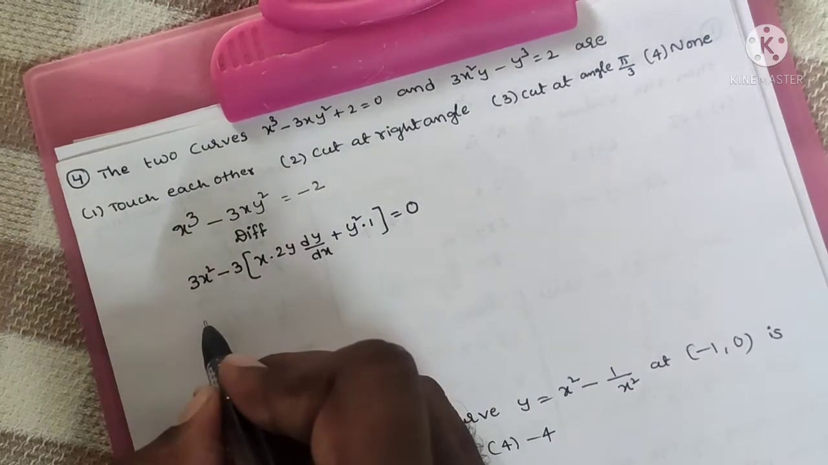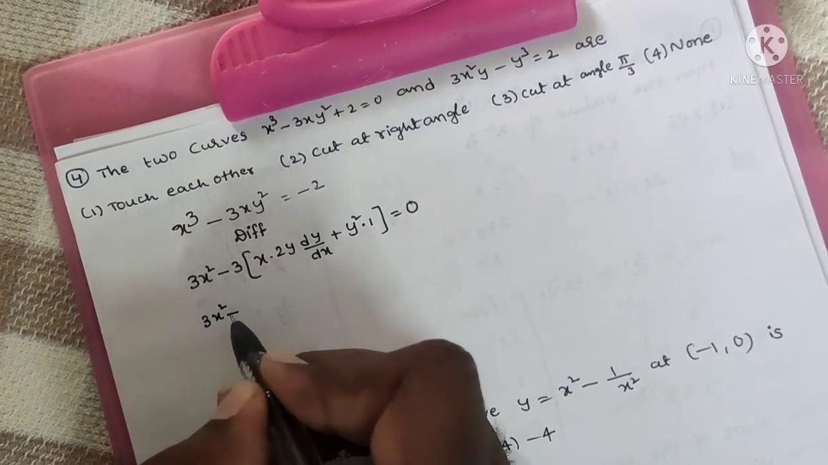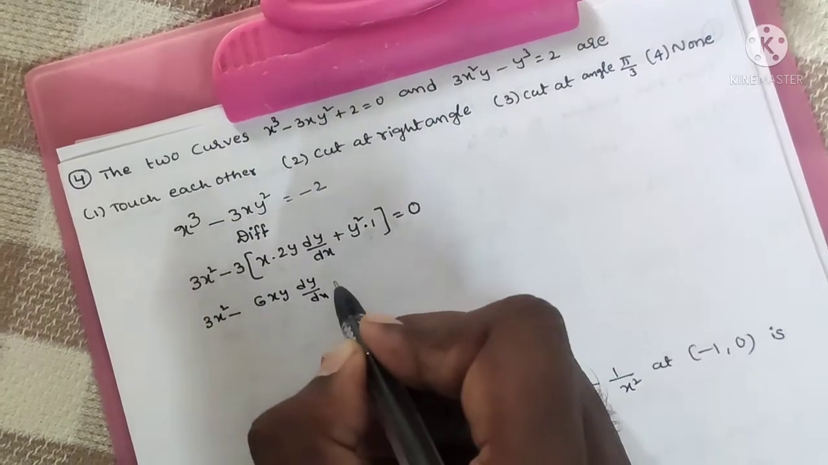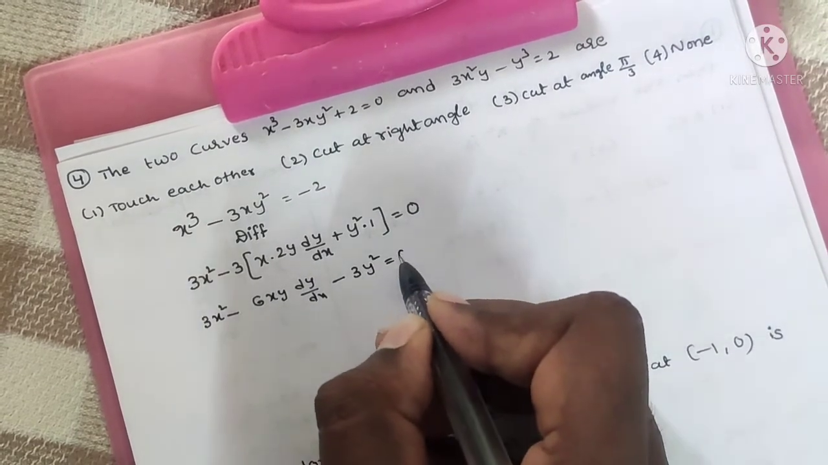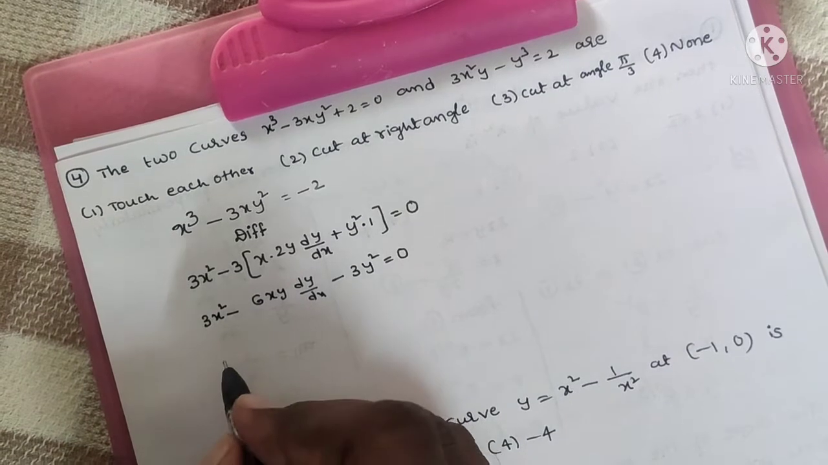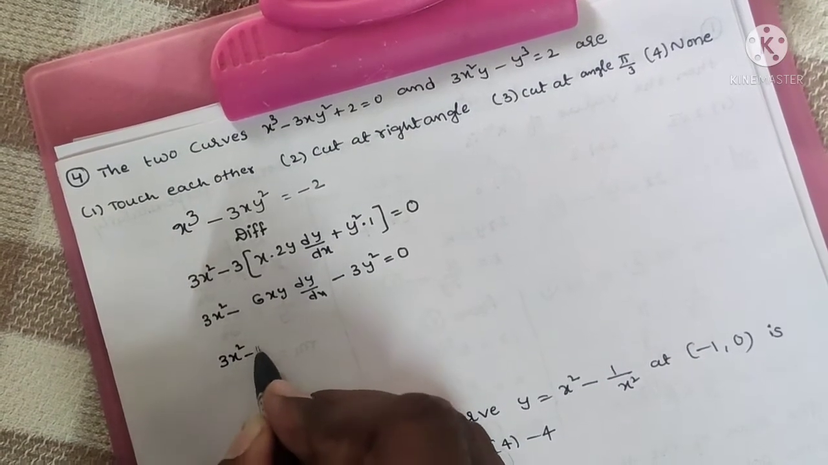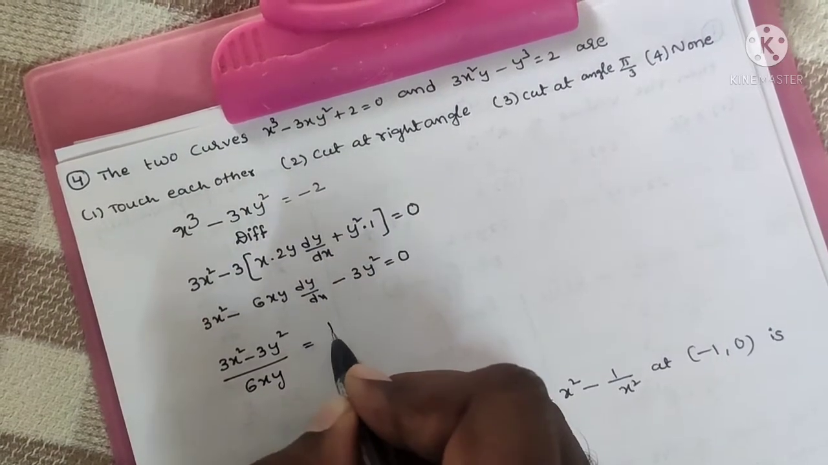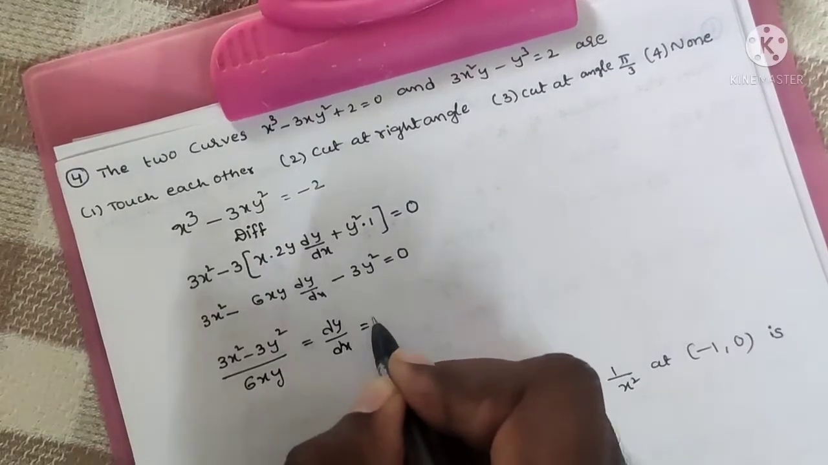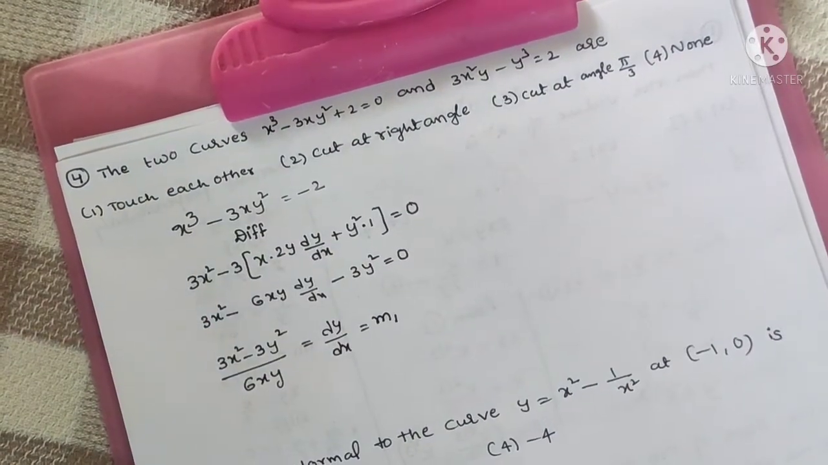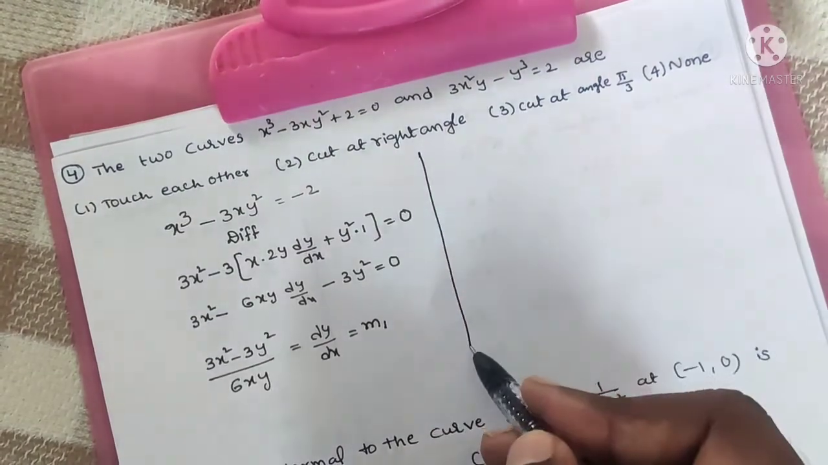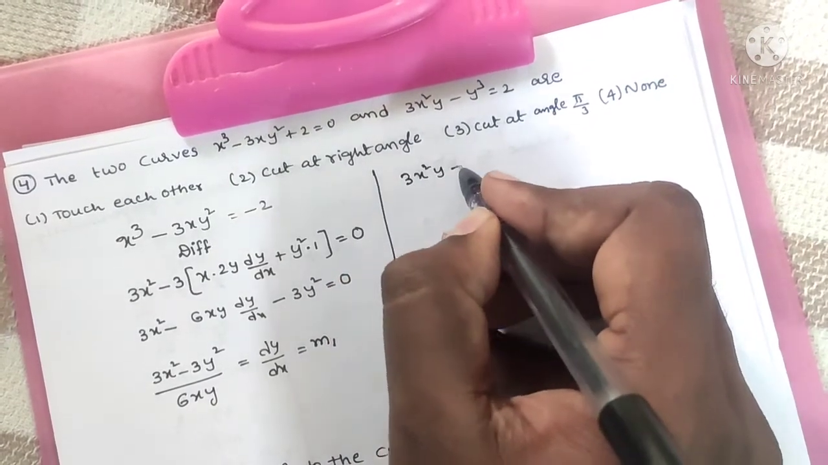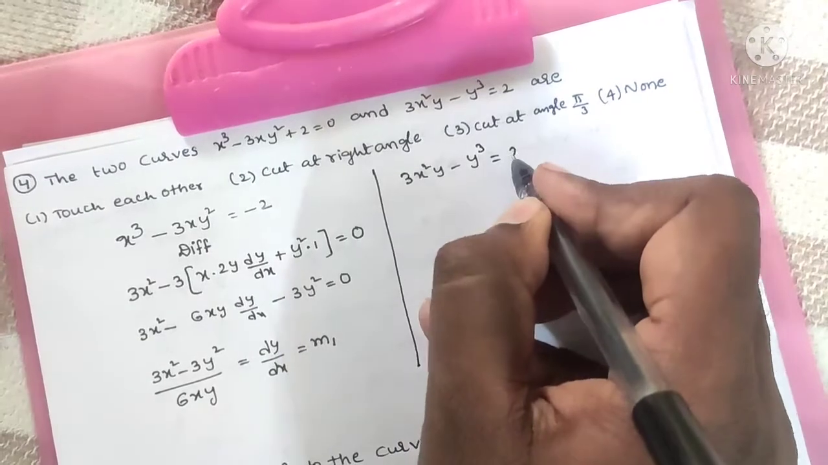So from this what we can write? 3x square minus 6xy into dy by dx minus 3y square equals to 0. Now from this we can write dy by dx is 3x square minus 3y square by 6xy. dy by dx, that is nothing but m1. Similarly, you take the second curve and differentiate, we will get the slope m2. What is the second curve? 3x square y minus y cube is equal to 2.